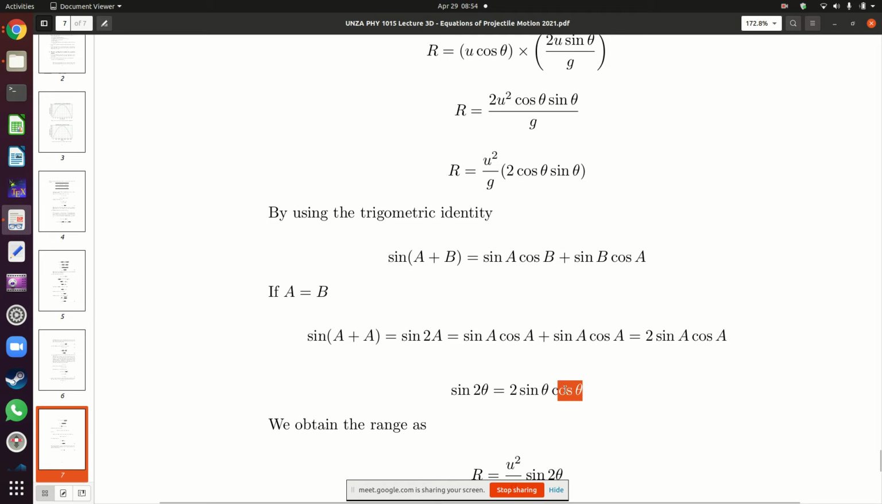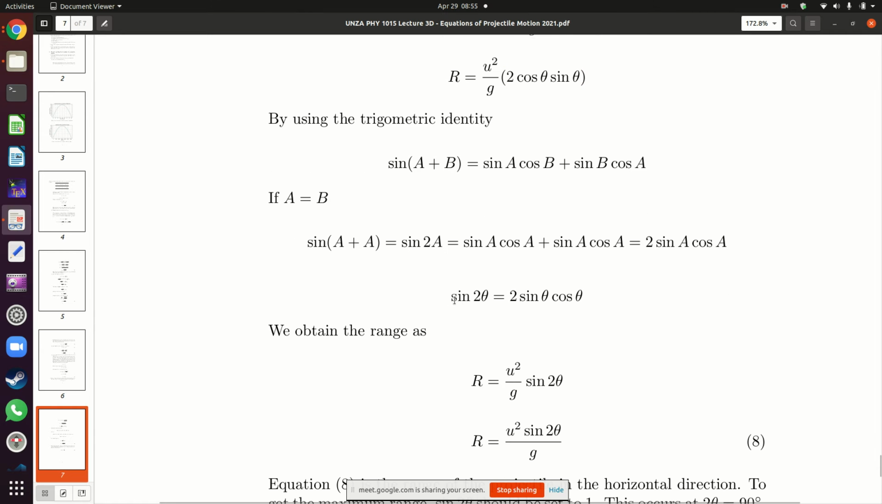So this 2 sine theta cos theta is going to be equal to sine 2A, which becomes sine 2 theta. So when we substitute theta for A, we end up with sine 2 theta equals 2 sine theta cos theta. So now we can replace this 2 sine theta cos theta, which is here, with a much simpler expression, which is sine 2 theta.